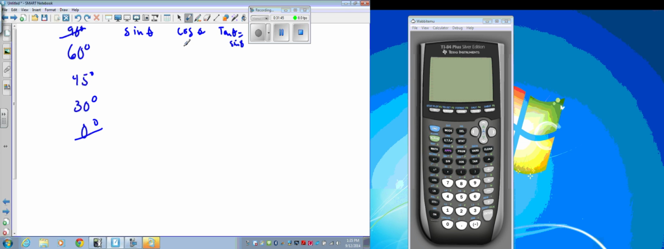The cosine of 30 degrees, and they got it in the book there, is the square root of 3 over 2. The cosine of 45 degrees is the square root of 2 over 2. And what am I doing? I'm doing this backwards. This one's 1/2, square root of 2 over 2, and the square root of 3 over 2.